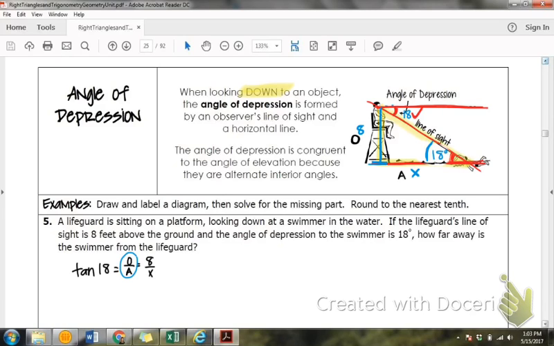So x is on the bottom, and when x is on the bottom, what do I do there to get rid of it? Carla? You change it. So what's your equation going to look like? It'll be x equals 8 divided by tangent of 18. Perfect. Okay, do it.